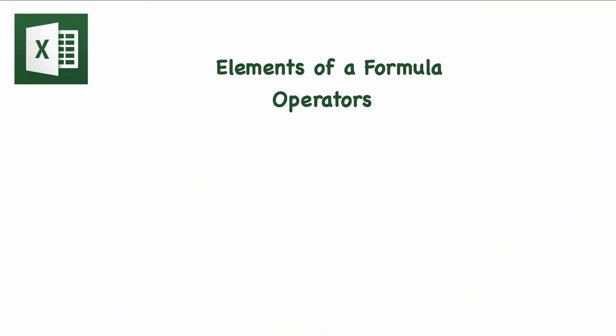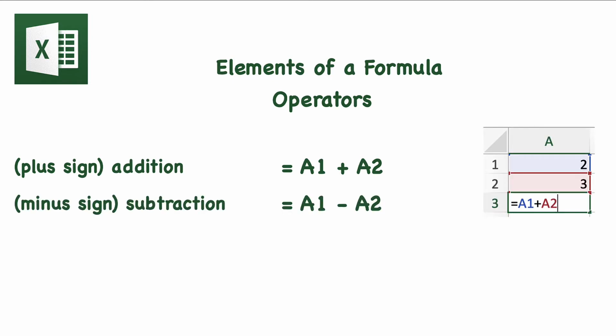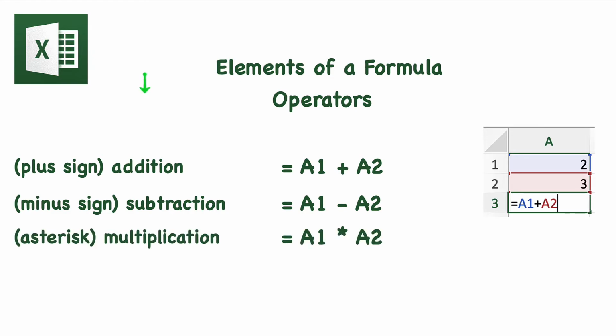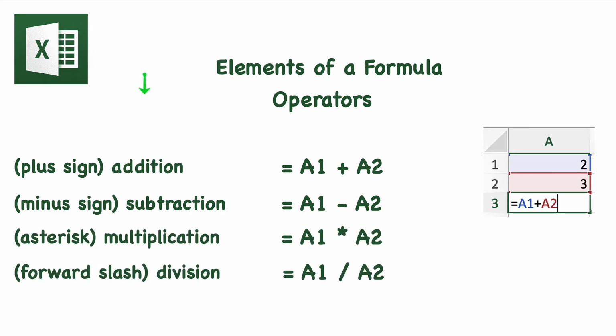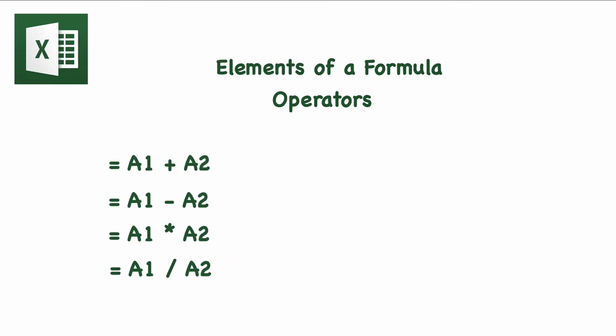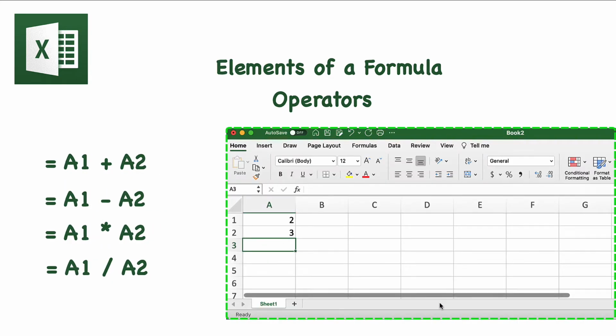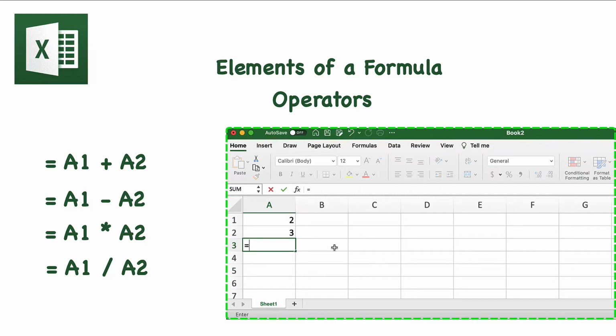Operators. This can be any mathematical operator used with two or more cell references or functions. For example, the addition between A1 and A2, the subtraction between A1 and A2, the multiplication between A1 and A2, or the division between A1 and A2. To enter a formula with an operator, type the equal sign, then with your mouse select the cell A1, type the operator, click on the next cell, A2, and press enter.